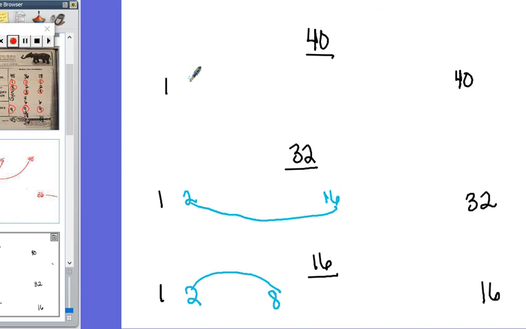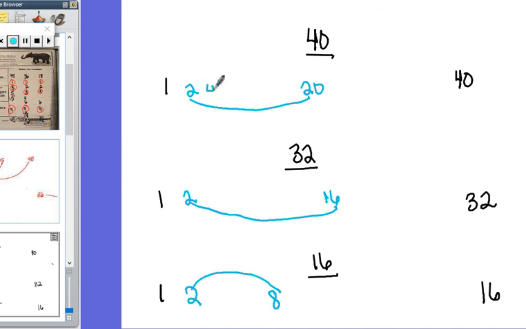go into 40 20 times. 2 times 20 is 40. Okay, I'm drawing my line. So let's go to the next number, 3. 3 won't work for 40, 32, or 16. 3 times nothing is those numbers. Then let's see, 4. 4 will work.